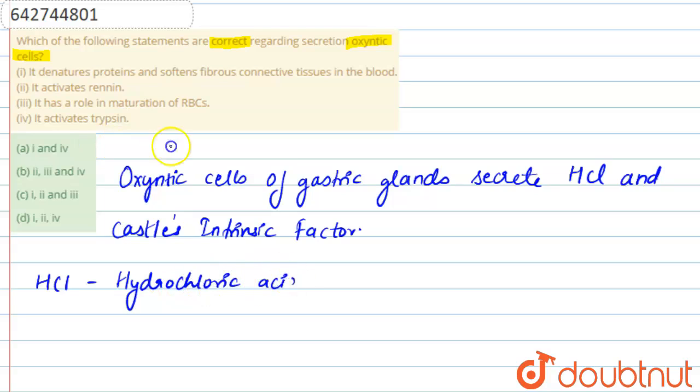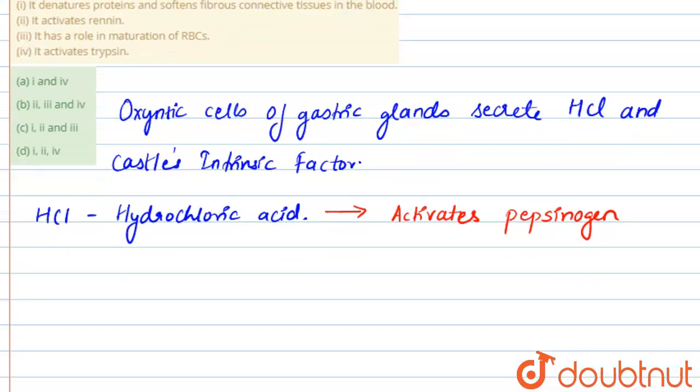The role of hydrochloric acid is as follows. It helps in first of all activating the enzyme pepsin. It activates pepsinogen. Pepsinogen is the inactive form of the pepsin enzyme, which is secreted by the cells of the gastric gland. This pepsinogen is activated due to the presence of HCl. So the first function of HCl is nothing but activation of pepsinogen.